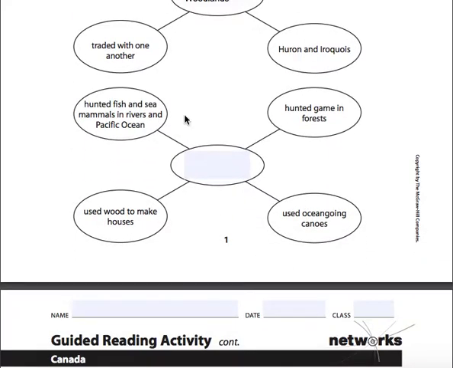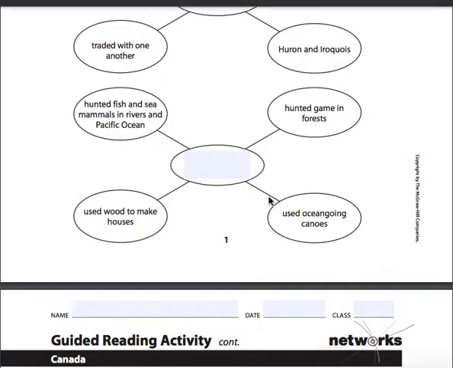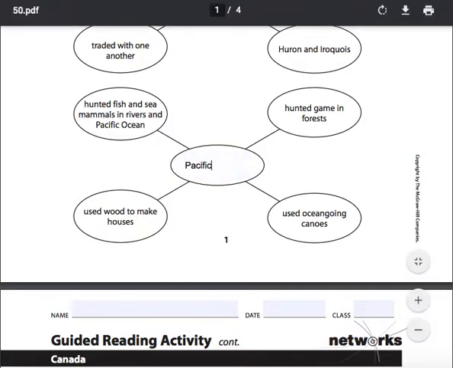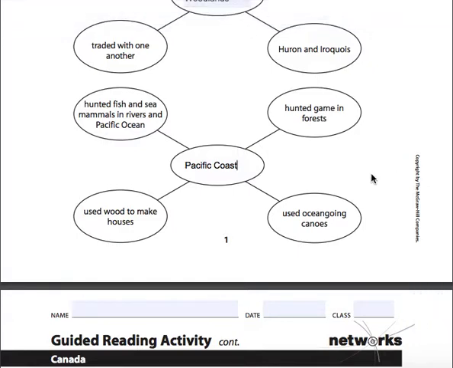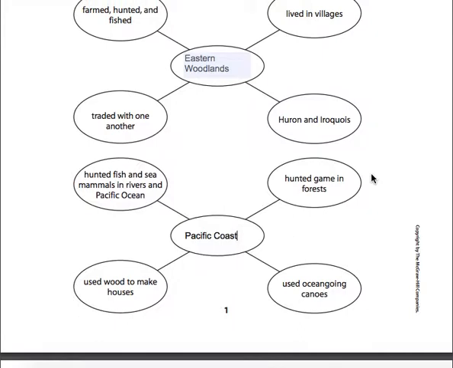In the next section, it talked about hunting and fishing sea mammals in rivers in the Pacific Ocean. So this must be, as it gives us information here, the Pacific Ocean all the way to the west. So these are the peoples of the Pacific coast. You'll notice they're different in terms of their hunting, but they're hunting probably different game and having different wildlife that's living there based on the climate and the topography or the geography of what's there.